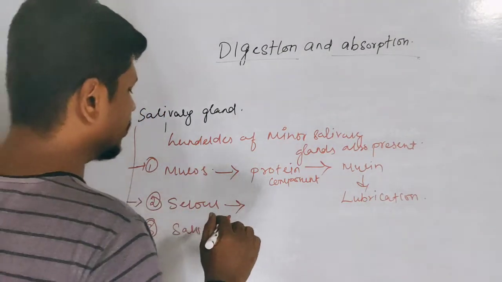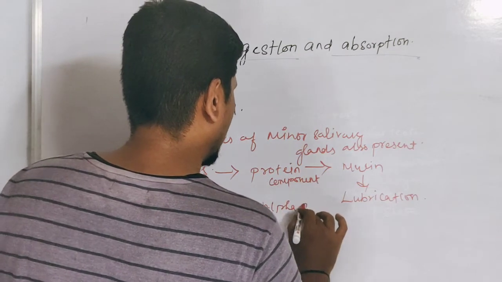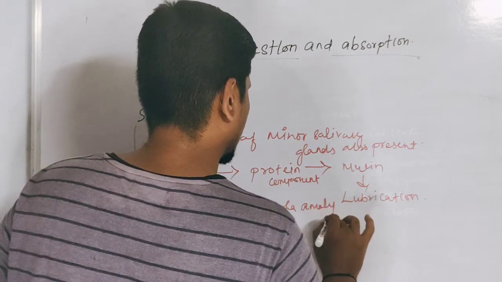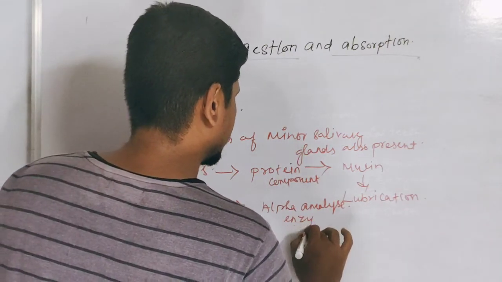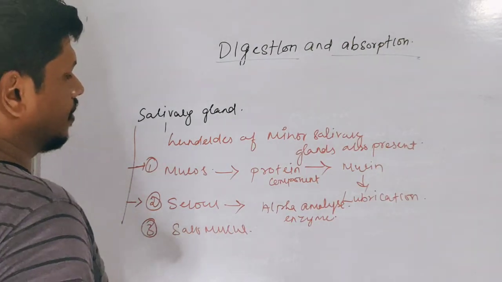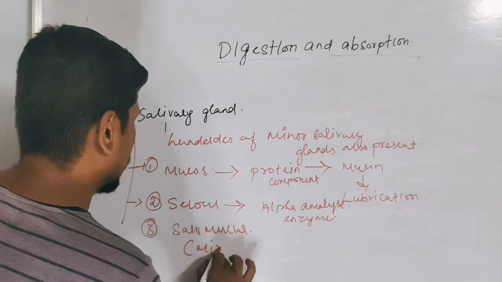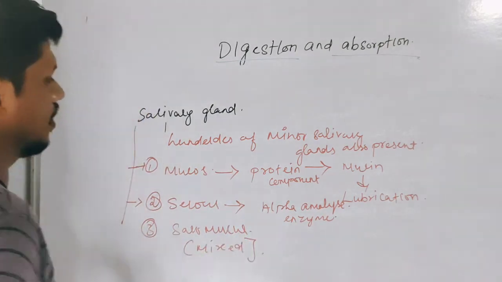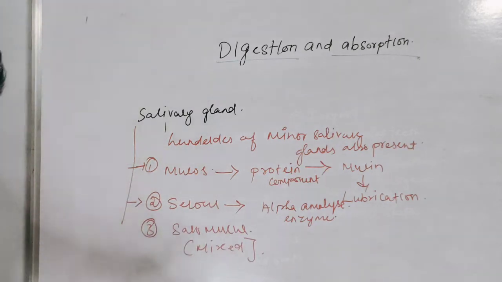And one more thing, serous. These serous are going to secrete alpha amylase. Actually, it is one of the enzymes. Clear? Right? This seromucus you can consider a mixed one. Clear? Right? Now I want to discuss this alpha amylase.